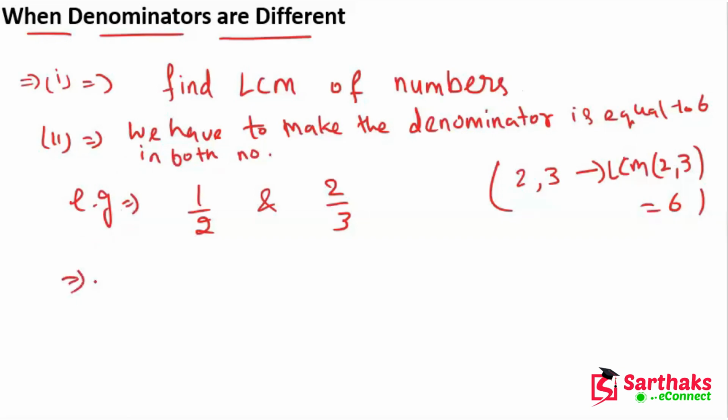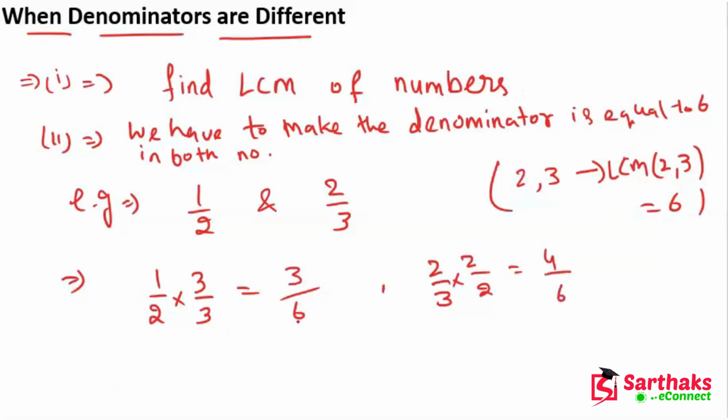So how can we make it? Here is 1 upon 2, and for making the denominator 6 we multiply 3 in the numerator and 3 in the denominator, so we get 3 upon 6. Now here is 2 upon 3, and we multiply 2 upon 2 to make the denominator 6, which gives 4 upon 6. So now we have 3 upon 6 and 4 upon 6. I hope you understand these things. Now the denominators are the same, 6 and 6, and we can easily find the rational numbers between these two rational numbers.